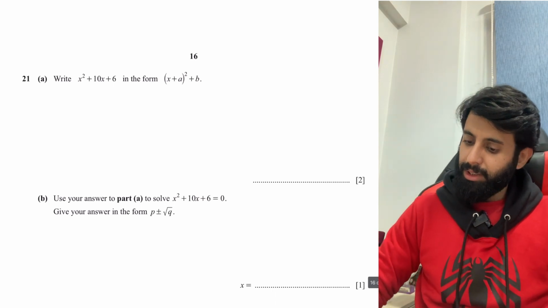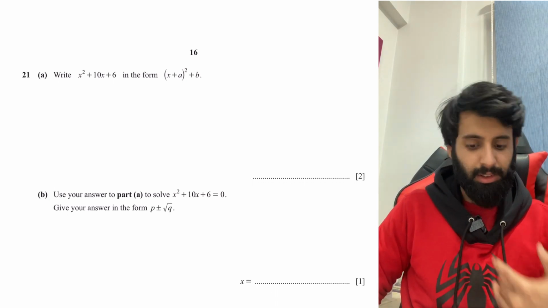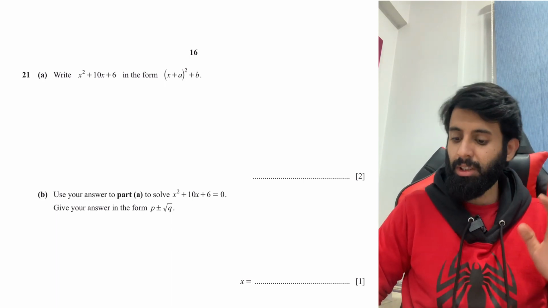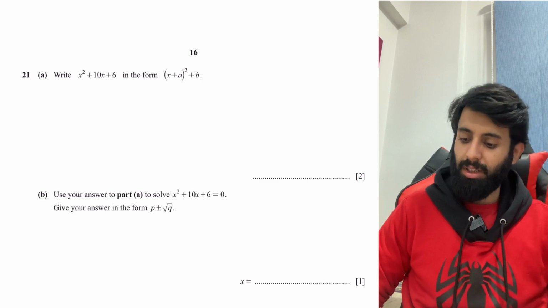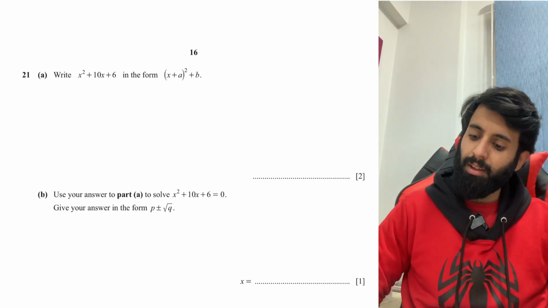Now we're at question number 21. Completing the square, again very important, something that has just recently started appearing in past papers, so something you should always pay close attention to and not skip. It's very simple. Again, I have a video on it. You guys are very welcome to check it out.